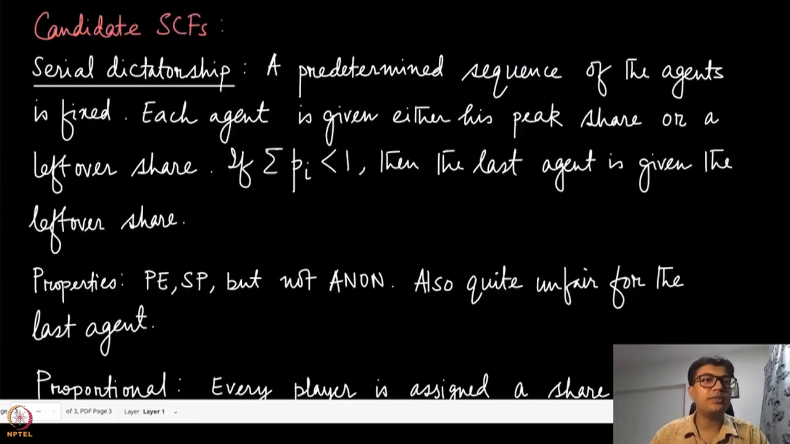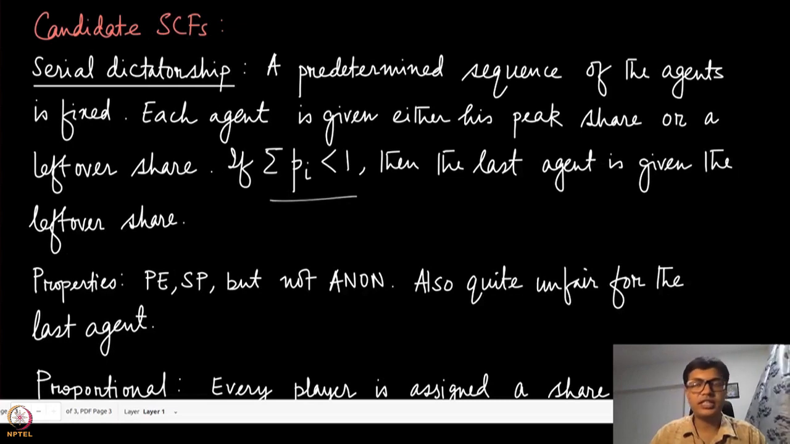So let us now look at some candidate social choice functions which are Pareto efficient and also anonymous. The first thing that we can immediately think of is serial dictatorship. We have already discussed dictatorship. Dictatorship was in the context of alternatives which had only one specific alternative. There was no share, so there was no component for each of these agents. But here we are actually dividing a share, so a predetermined sequence of all these agents will be given at the very beginning of this game, and each agent will be given either its peak, which is the most preferred, so they will come in sequence and pick their most favorite share, which is their peak, or they will get a leftover share. So if the sum of these peaks is less than 1, then the last agent will be given the whole leftover share.